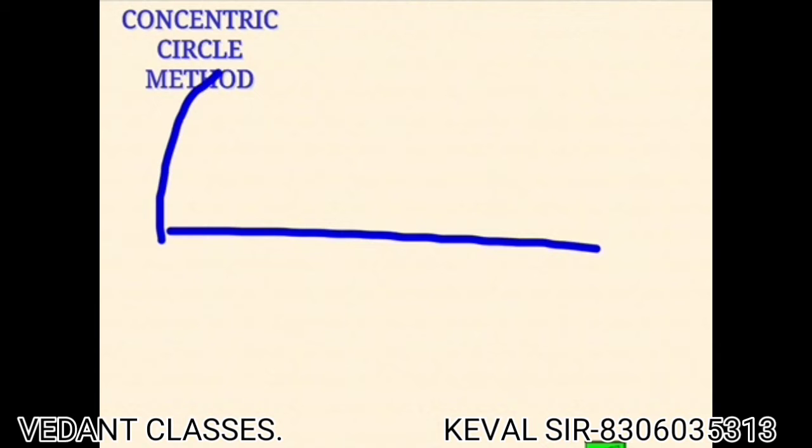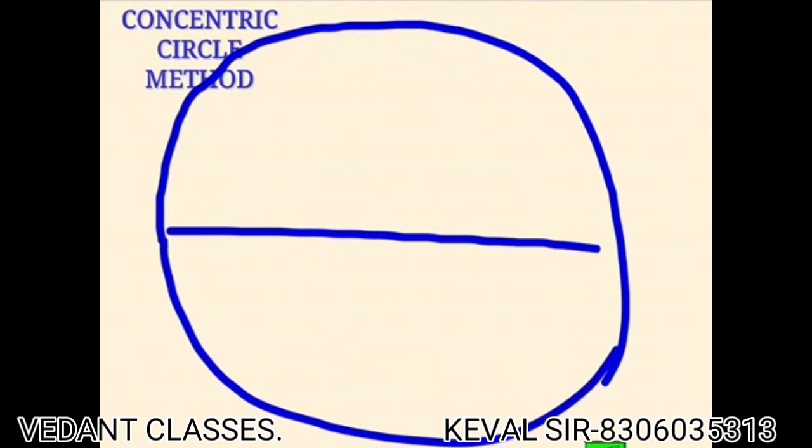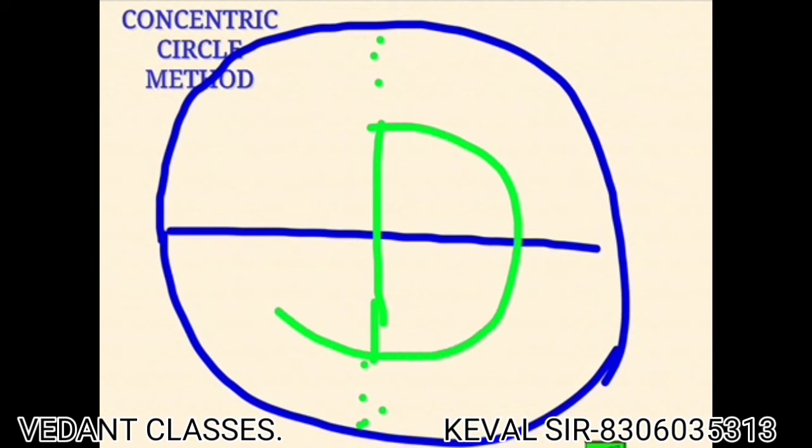First of all, you just need to draw the major axis of a given length. Then you need to draw the circle of the length of the major axis. Then you need to draw the minor axis of the given length, which will be given in the question. Then you need to draw the circle of the diameter of the minor axis.